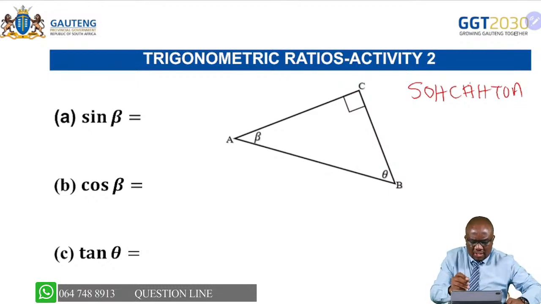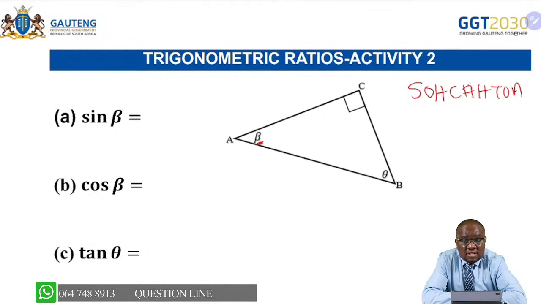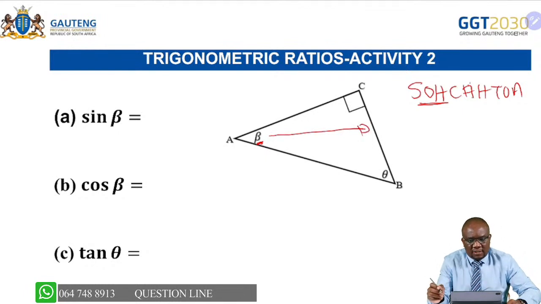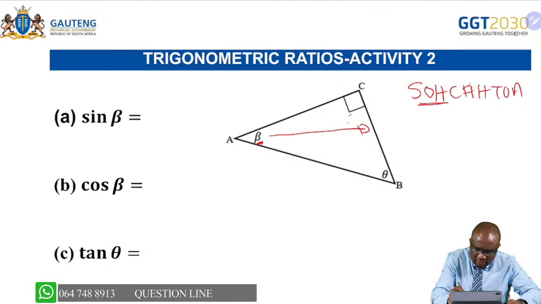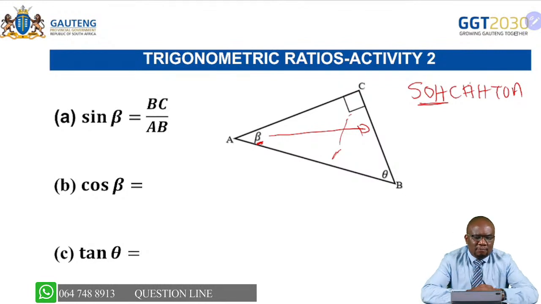Sine beta. Where is beta? It's here. I have to check my reference angle because this thing changed. If I'm referring to sine beta and theta and beta, the opposite and adjacent sides are not the same. So I'm looking at sine beta now. Okay, sine beta is opposite over hypotenuse. The opposite side for sine beta is BC. That's BC. The hypotenuse is AB. Hypotenuse is opposite the right angle. So opposite over hypotenuse will be BC over AB. Okay, mark that.